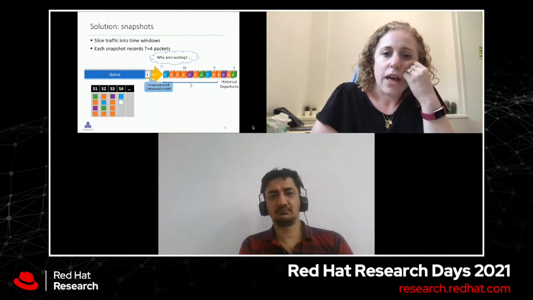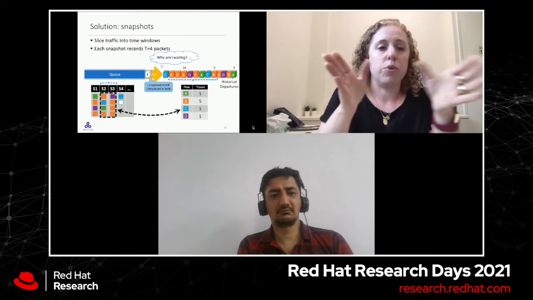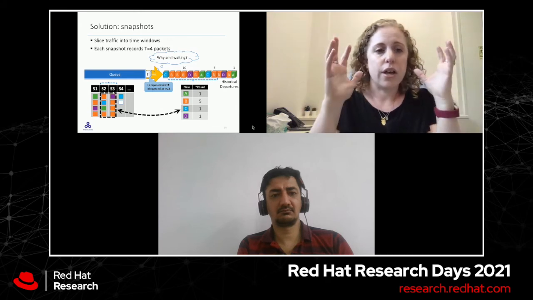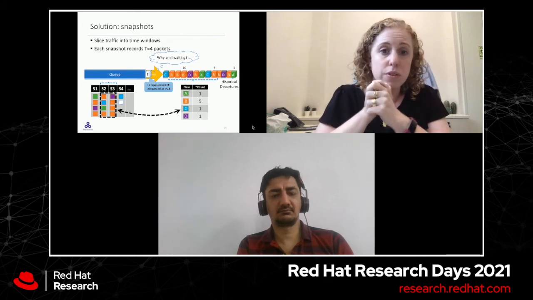So we actually know why E waited, right? We know how long E was in the queue. E waited because of these packets that were in the queue ahead of it. We can't count them exactly because of the partitioned memory. But using the snapshots contained within this range, we can get a pretty good approximation of these counts. So we're going to be using the snapshots that are completely within that range and using the information there in order to infer the counts of the flows in the queue.